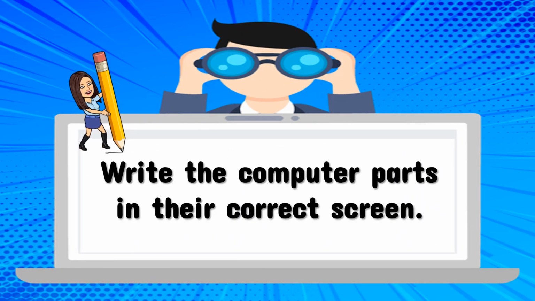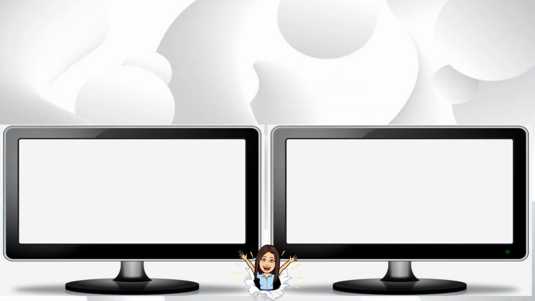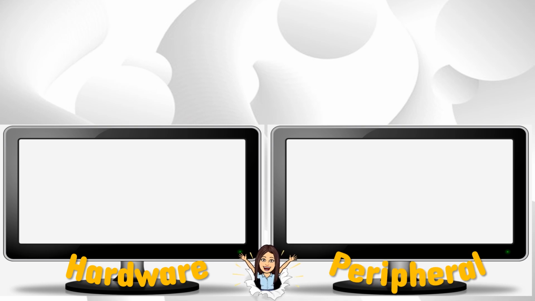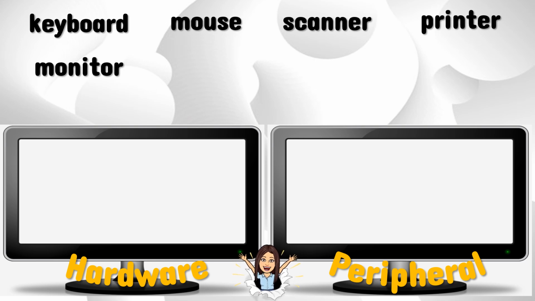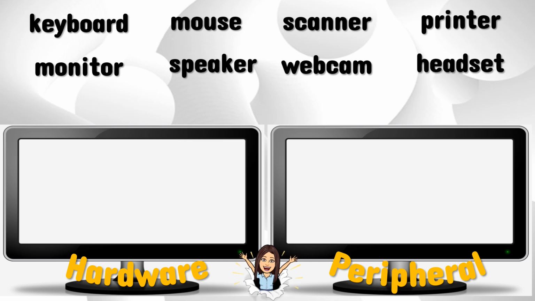Write the computer parts in their correct screen. This is the screen for the hardware parts, and this is for the peripheral parts. And these are your choices: keyboard, mouse, scanner, printer, monitor, speaker, webcam, headset, system unit.